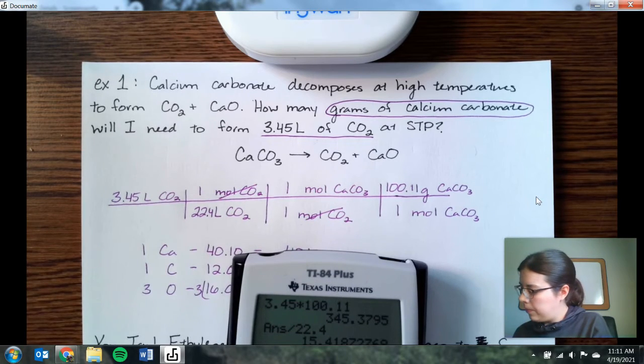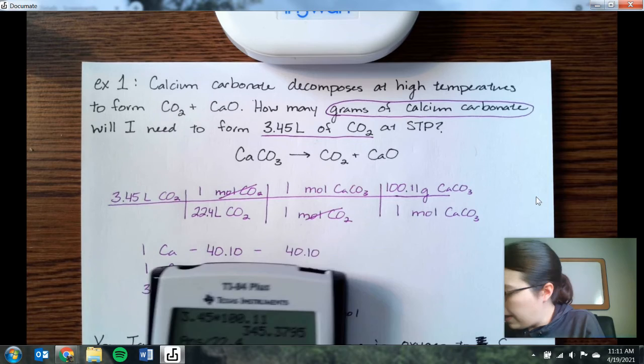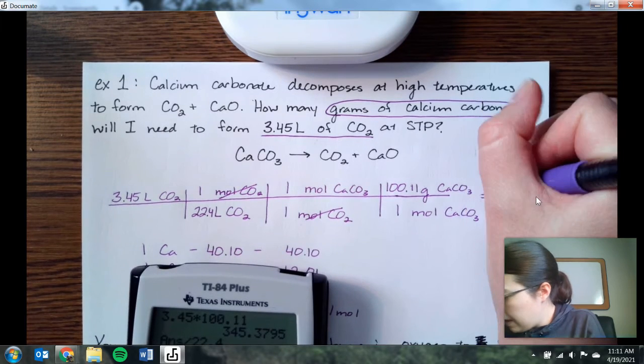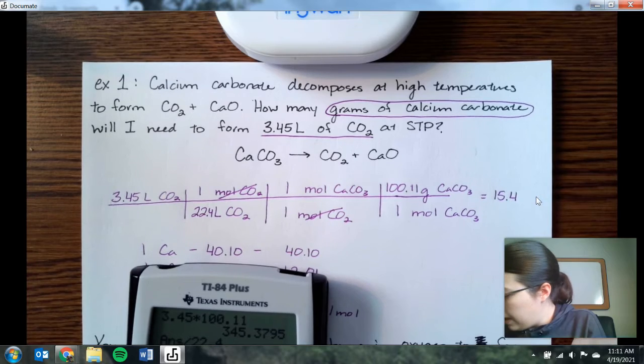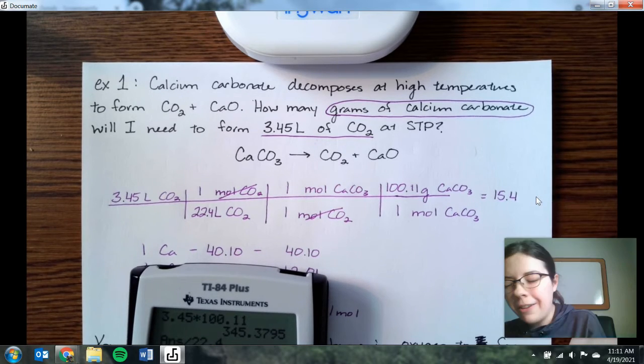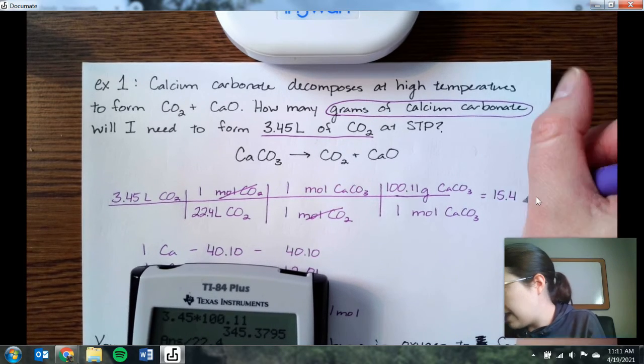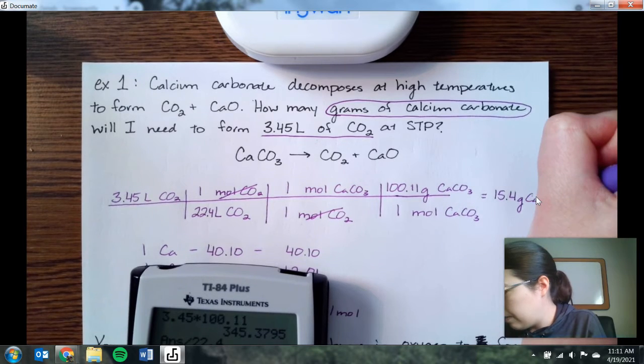That gives me a value of 15.4. We just need 3 sig figs here, so 15.4 grams of calcium carbonate.